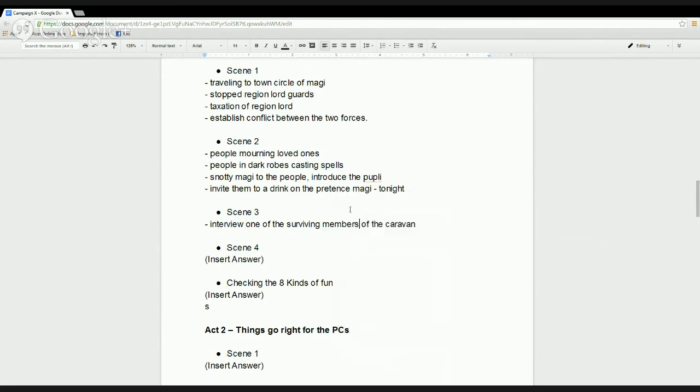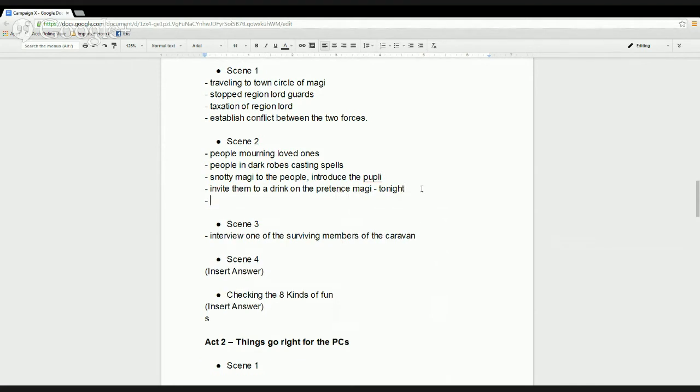So now we have this. What we need to do is establish that in scene 2, the pupil will tell them, because it would be logical that the players would ask the pupil about the missing caravan, or that people had gone missing, and he could make reference to there being one survivor.